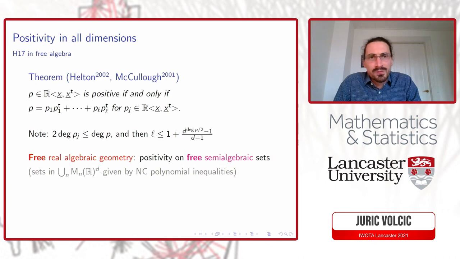So this theorem was a big breakthrough in this type of study of dimension-independent matrix inequalities. And it's the basis for what we nowadays call free real algebraic geometry, which studies positivity on free semi-algebraic sets. This adjective free here refers to the fact that my polynomials come from a free algebra, and also that I'm asking dimension-free questions. So free semi-algebraic sets are sets in tuples of all matrices that are given by non-commutative polynomial inequalities.